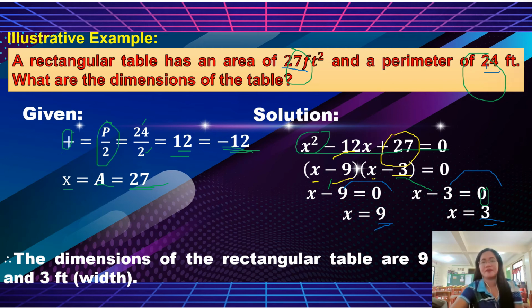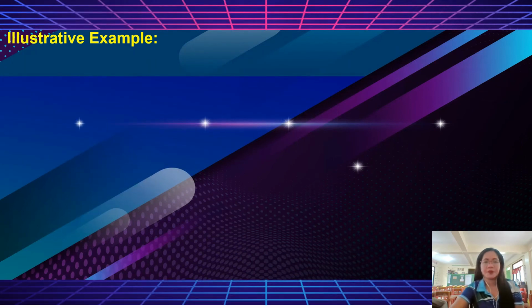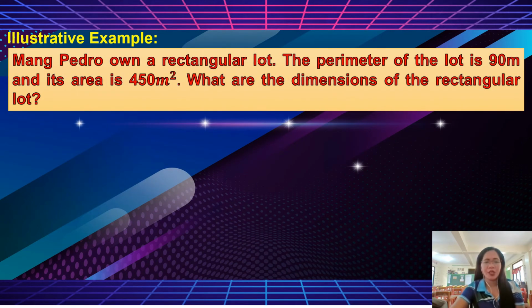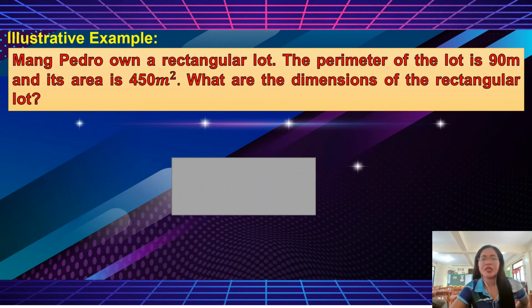Next example. Mang Pedro owned a rectangular lot. The perimeter of the lot is 90 meters and its area is 450 square meters. What are the dimensions of the rectangular lot? For example, again, this is a rectangular lot. Ang gipangita is or are the dimensions so nangita na sad ta sa length ug sa width.